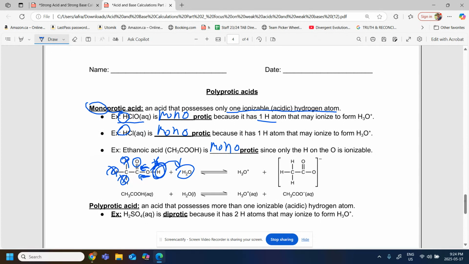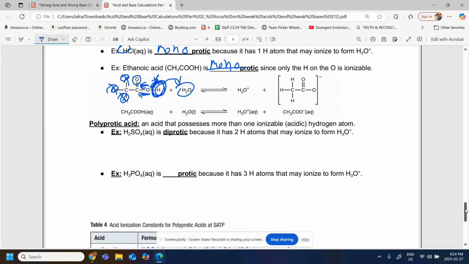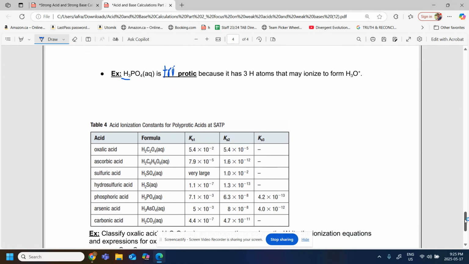The main point is that it's only one H being donated, so even ethanoic acid, having many H's, only has one H to donate. That makes it a monoprotic acid as well. Now there are some acids that are called polyprotic, meaning they can donate more than one H. H2SO4 can donate two H's, so we would call it diprotic. H3PO4 could donate three H's, so we'd call it triprotic. We often just call them polyprotic, but you could specify to that degree as well.